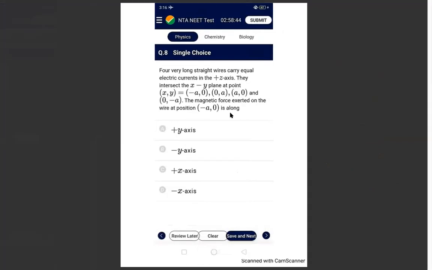Question number 8. There are four very long, infinitely long straight wires. They are carrying equal electric currents in the plus z direction. Plus z axis is out of the paper, right? So they are arranged like this.